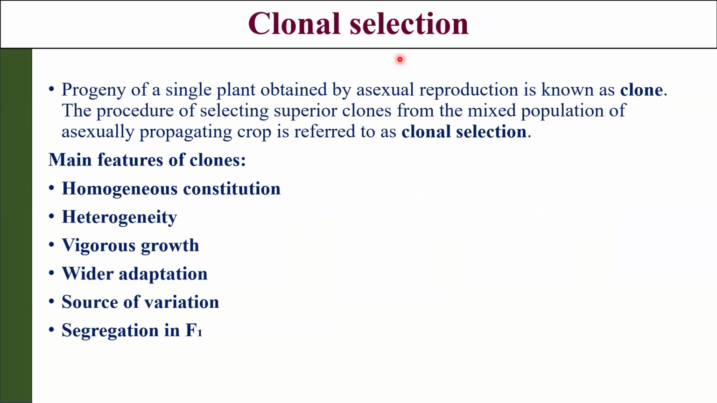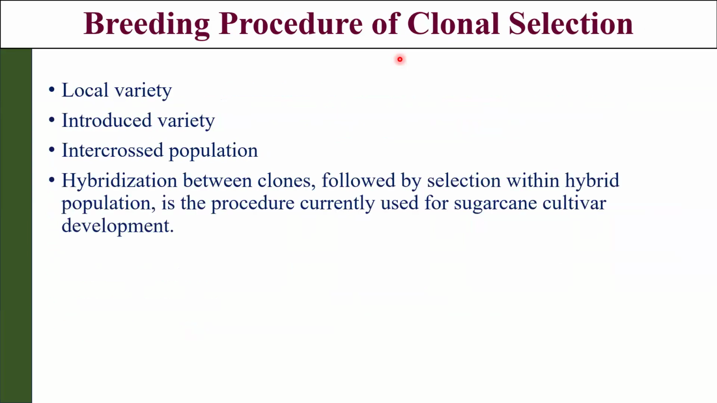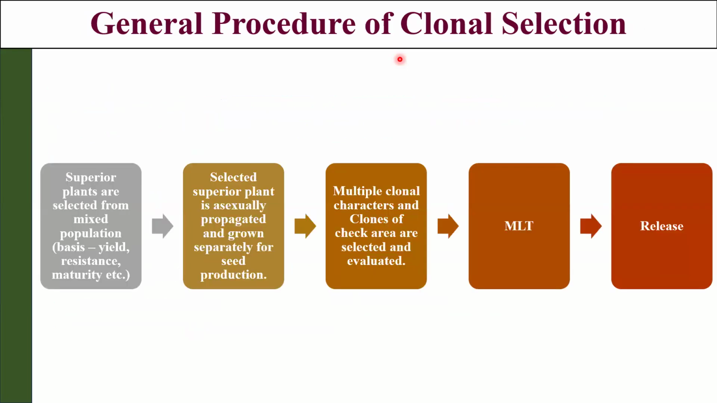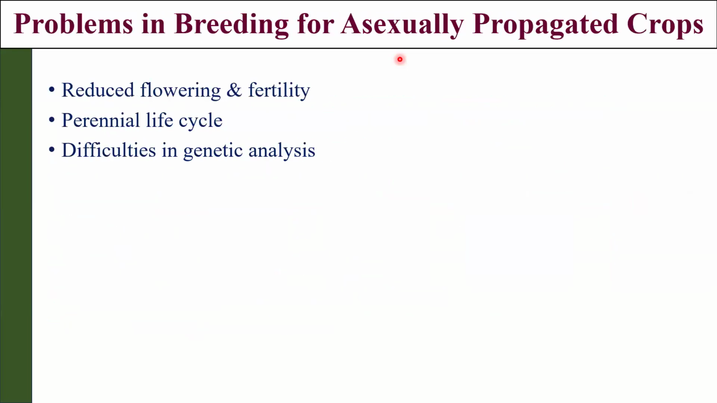You just remember the definition, and the rest of the things are the same. You should remember you can select at the F1 stage only. In many cases, the F1 itself is segregating. That is one point you should remember. Then you should remember what the problems are in breeding clonally propagated crops. It's a recurrently asked question.